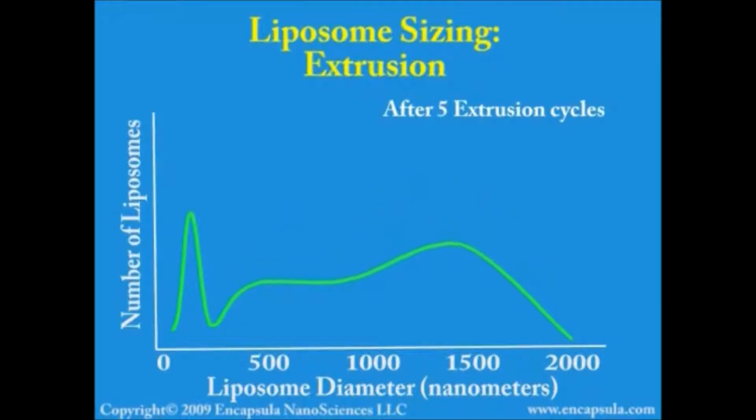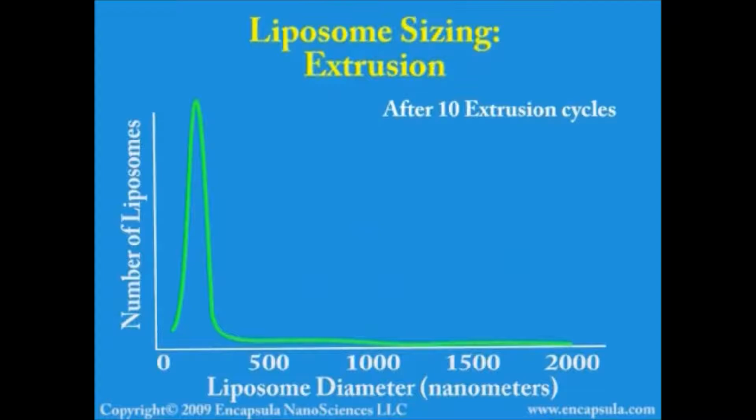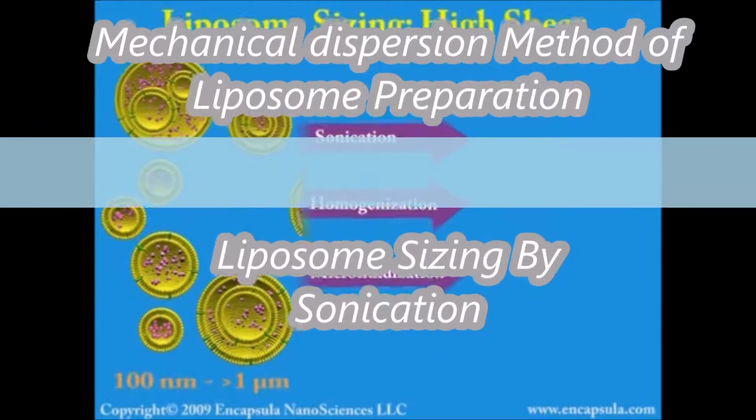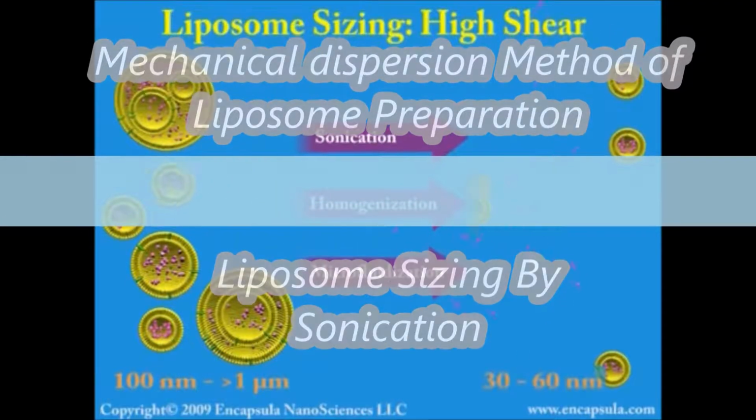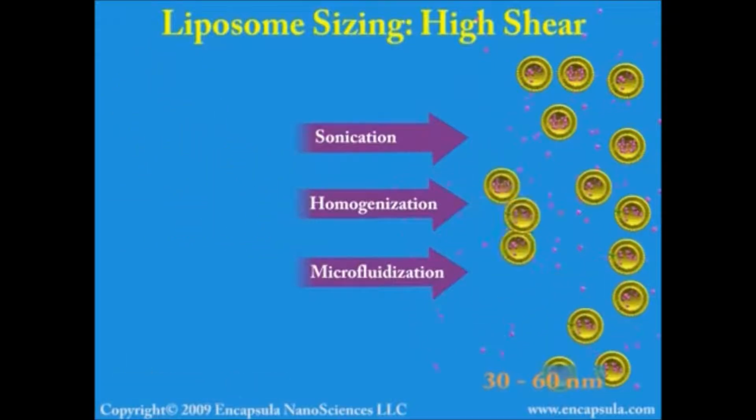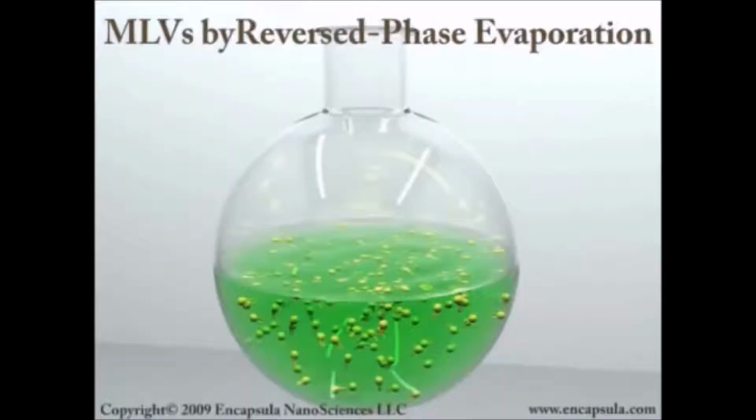The liposome suspension becomes more translucent during extrusion, indicating that the liposomes are becoming smaller. The lower size limit of a liposome is 30 to 60 nanometers, depending on the type of lipid used. High shear methods are used to reduce multilamellar liposomes to unilamellar liposomes at their lowest size limit.